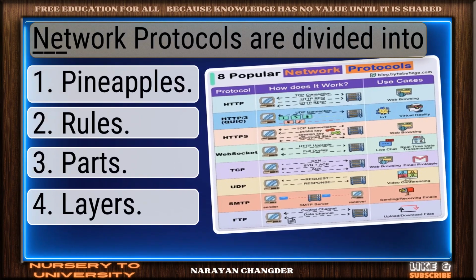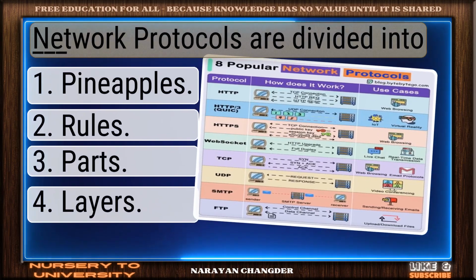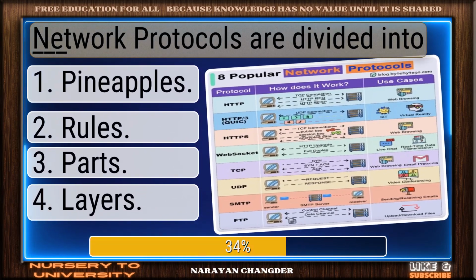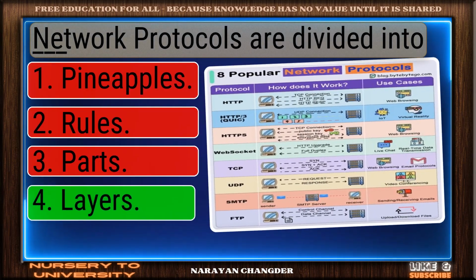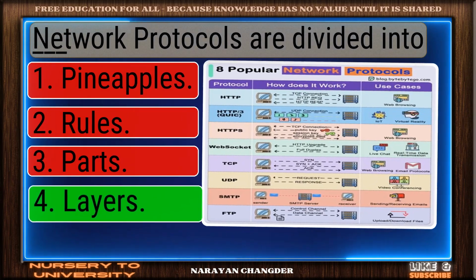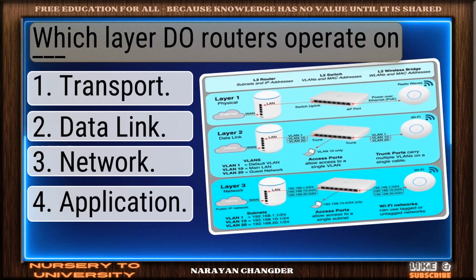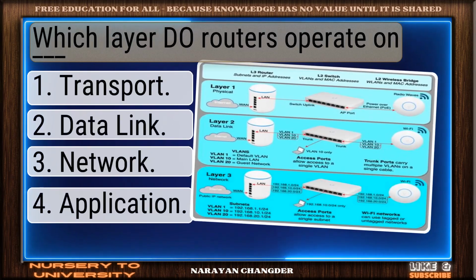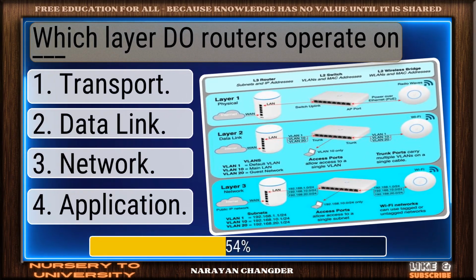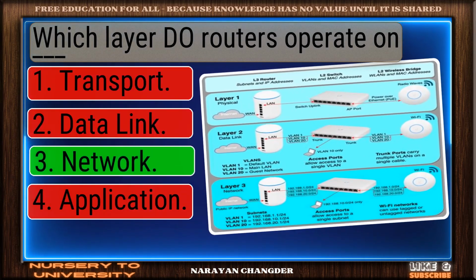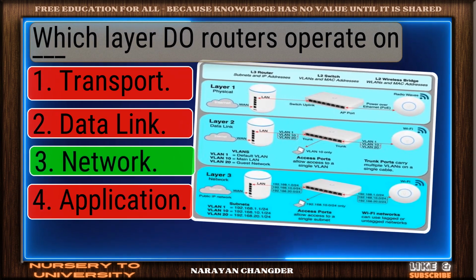Question number 52. Network protocols are divided into dash. Well picked. Layers is the correct answer. Question number 53. Which layer do routers operate on? Bravo. Network is the answer.